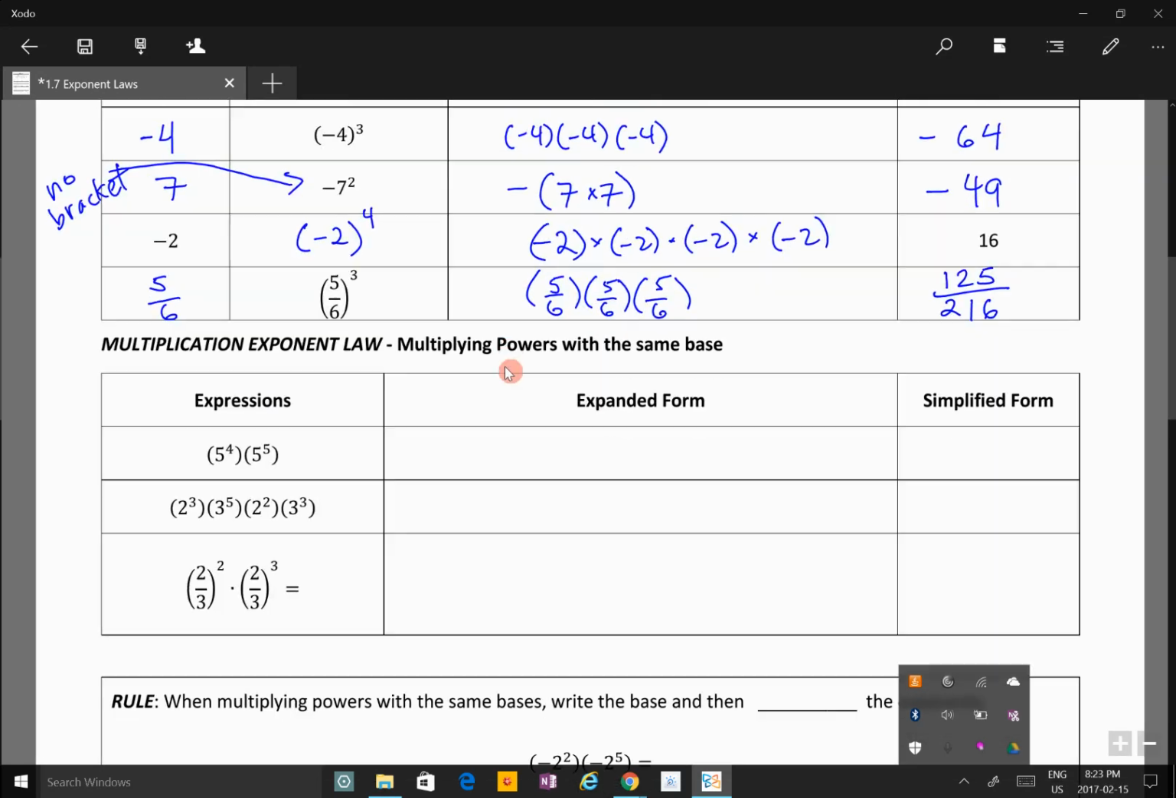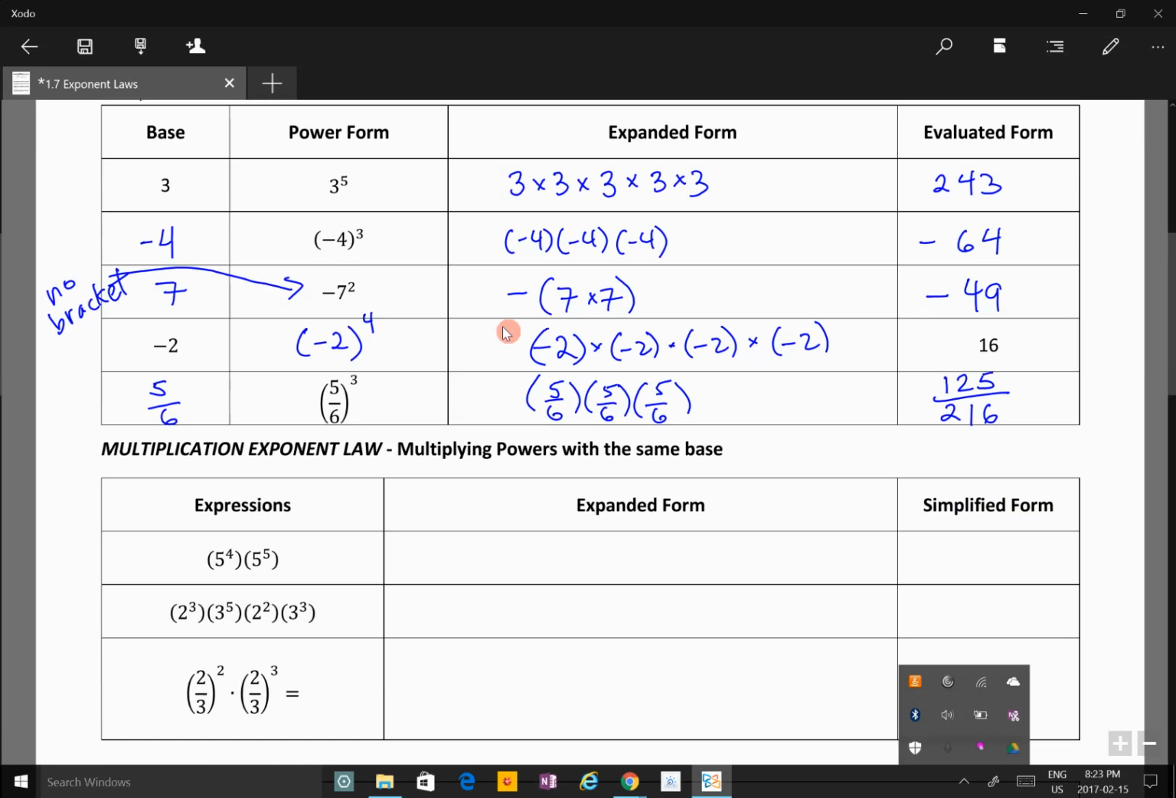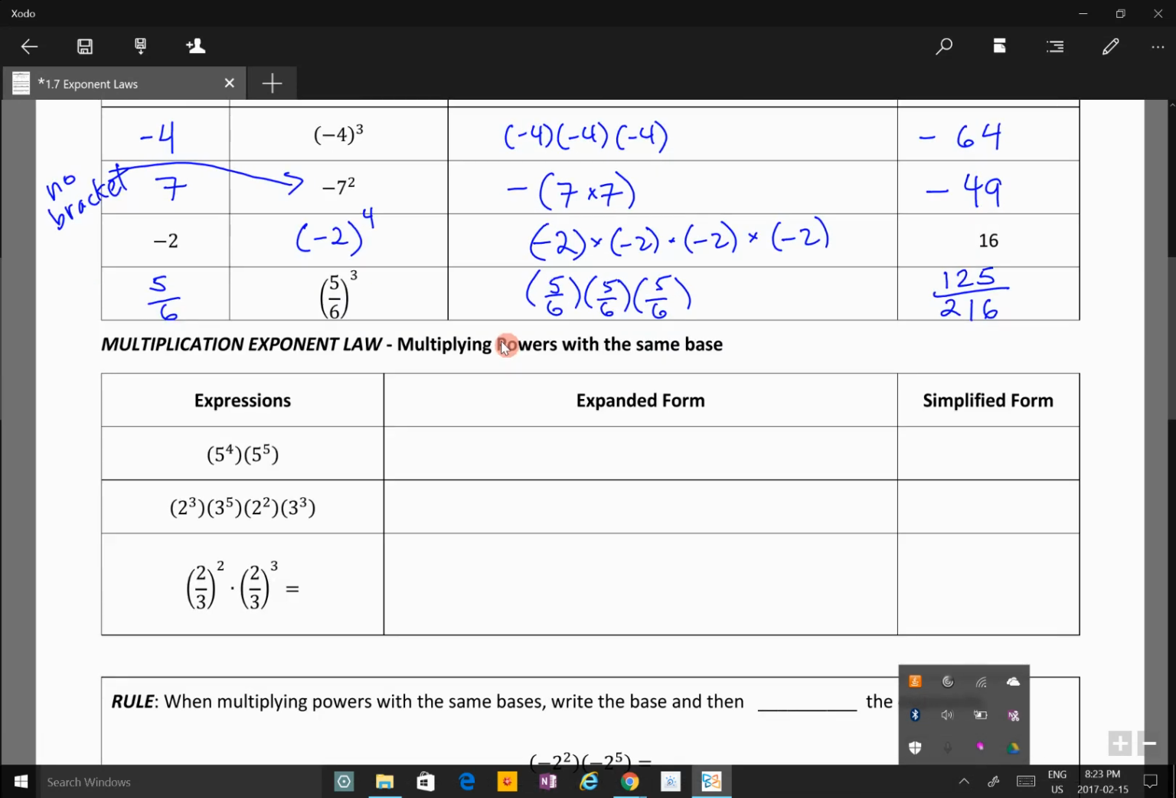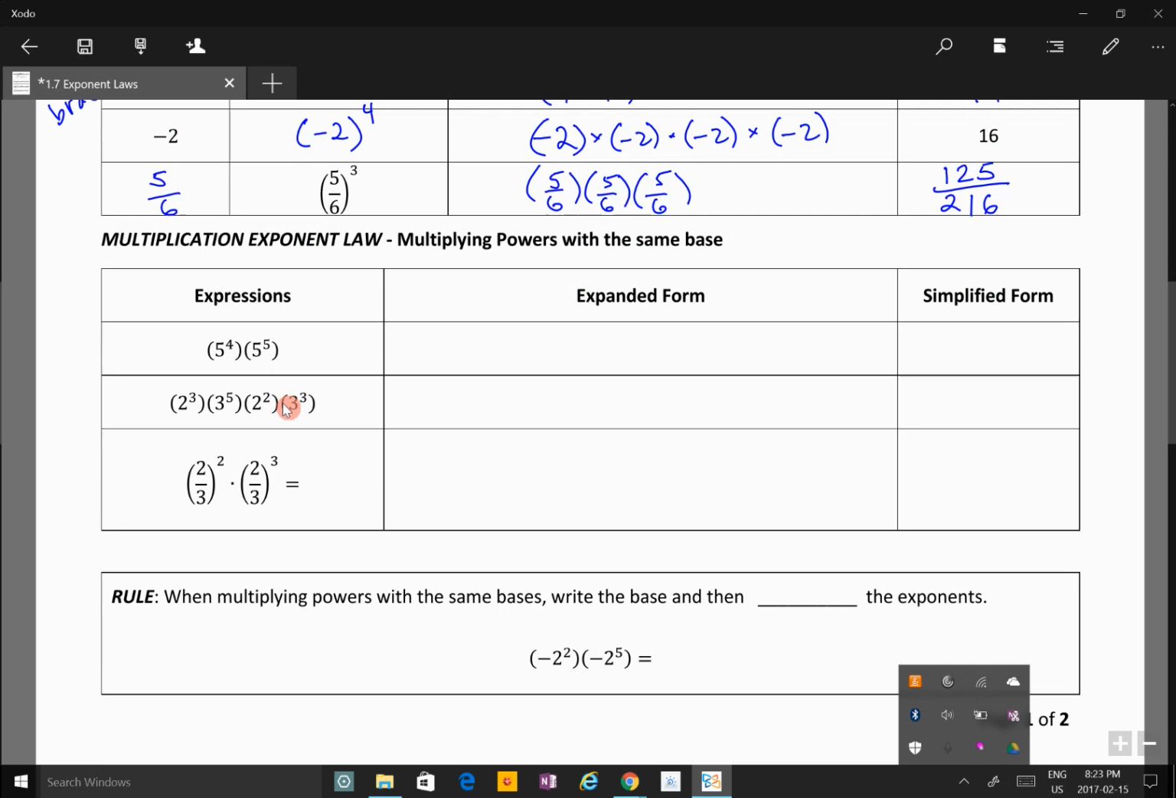Okay, so what does this lead us to? Let's try and look at something called a multiplication exponent law. So this is a new law. I'm going to teach you how to evaluate exponents without doing all these expanded forms all the time. But to get to that law, I'm going to show you what expanded form would look like here.